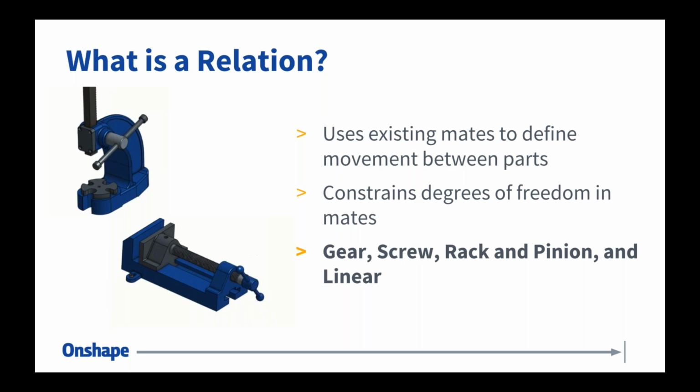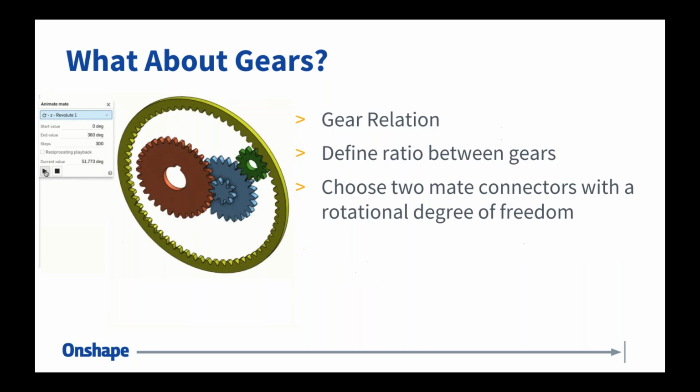Now, there's 4 basic types of relations: gear, screw, rack pinion, and linear. Now, these aren't the only commands that will give you motion in the assembly, but they are 4 of the biggest. So again, gear, screw, rack pinion, and linear. Now, that's a simple explanation of a relationship, but where are the practical applications for this? Where would I actually use this?